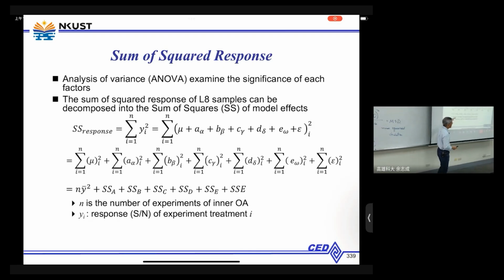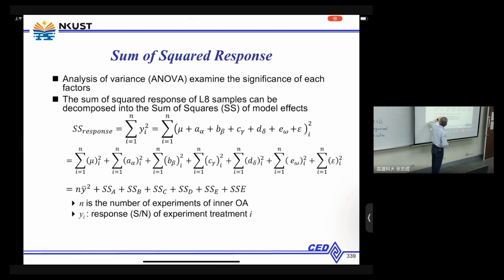Therefore, we represent this as the total average squared, multiplied by N because it is a constant, and N is the number of experiments in the inner array. In this case, N is equal to 8, right? And the next one, the summation of Ai, we call this the sum of squares for factor A. Factor A is basically the sum of squares for this main effect.